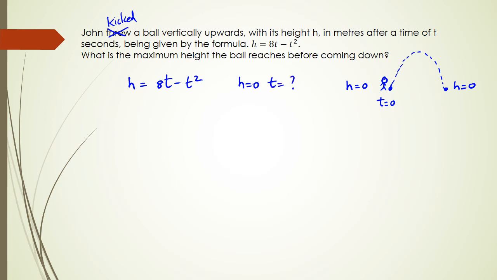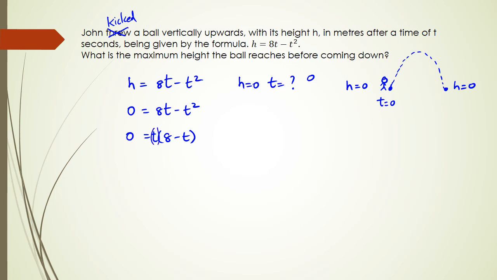I already know one of the values because one of the values is 0, when he starts kicking it. So I'm going to put h equals 0, then I have 8t minus t squared. So what I've got is a quadratic that I need to factorize. So 0 equals, well, between these two, t is a common factor. So I can rewrite it like this: t times 8 minus t. So I've got t times 8 is 8t, t times negative t is negative t squared.